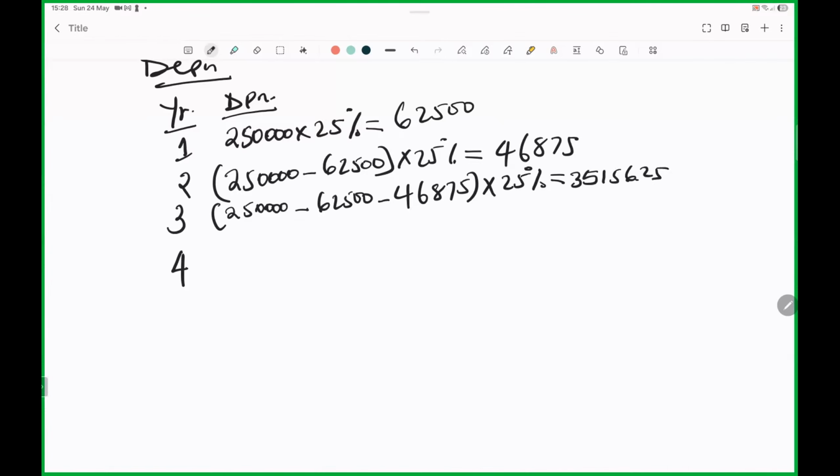Then is there somebody who can go ahead and do for me the last year? Year number 4. Anybody who can go ahead and do for me the very last year?